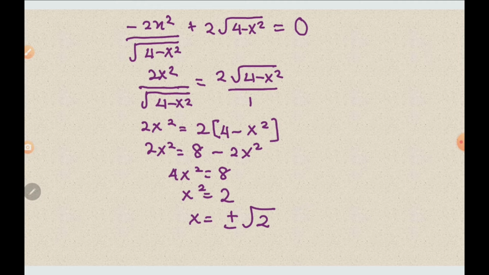So we only choose x equals square root of 2 because x must be more than 0. Okay.